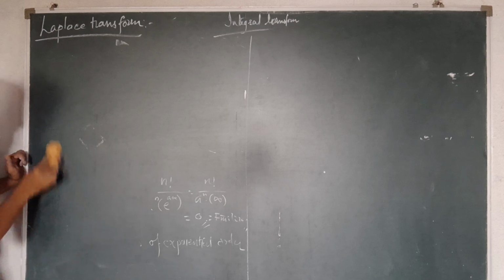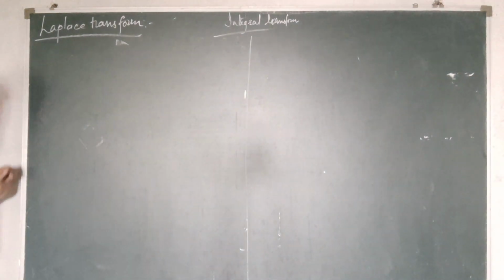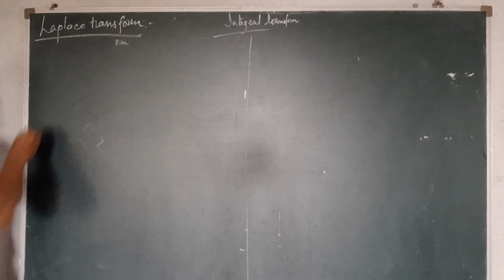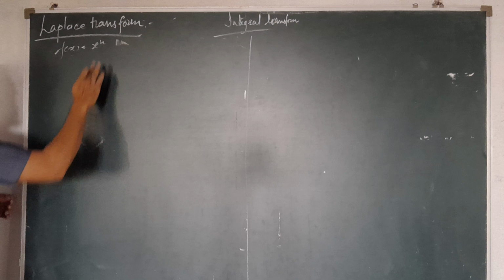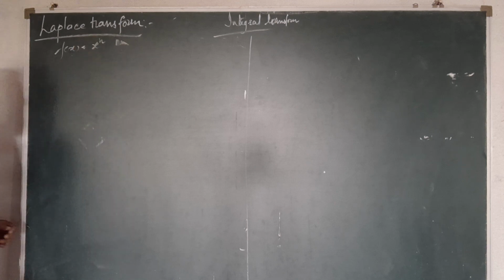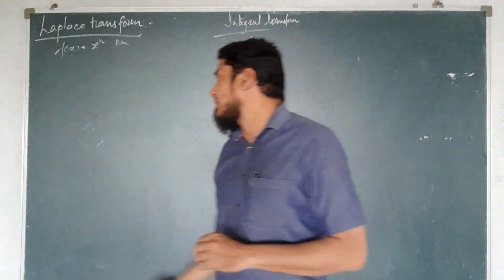So, we studied one example in which f of x is equal to x raised to n, and we found that x raised to n is a function of exponential order.